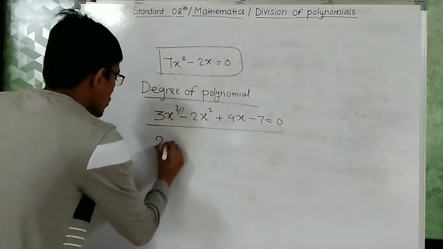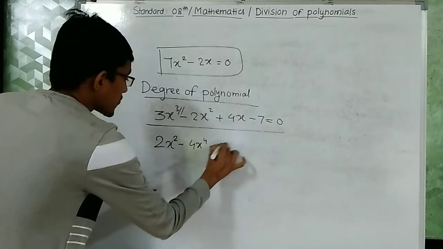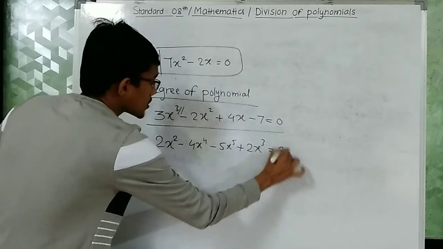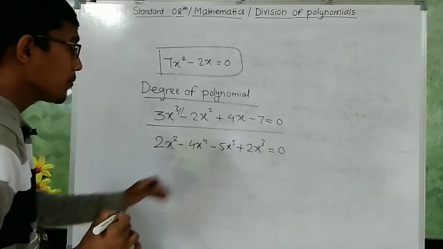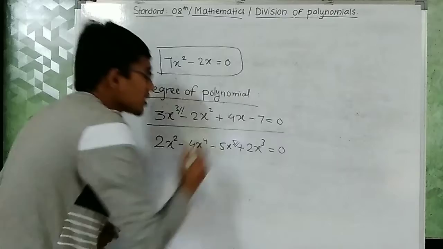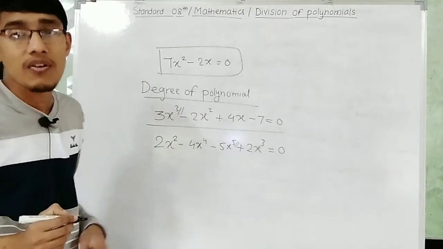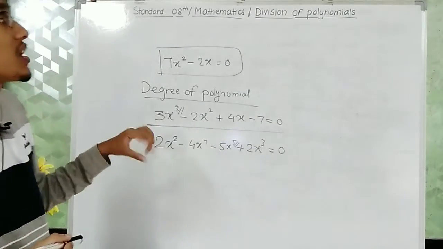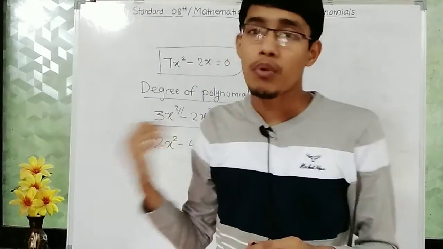Now 2x square minus 4x raised to 4 minus 5x raised to 5 plus 2x cube equal to 0. This is also an algebraic equation or a polynomial, and in this polynomial the degree is 5. What is the degree? The degree of this polynomial is 5, as the maximum power is 5. Now let us see the addition, subtraction and multiplication of polynomials. Then we will head towards the division of polynomials.